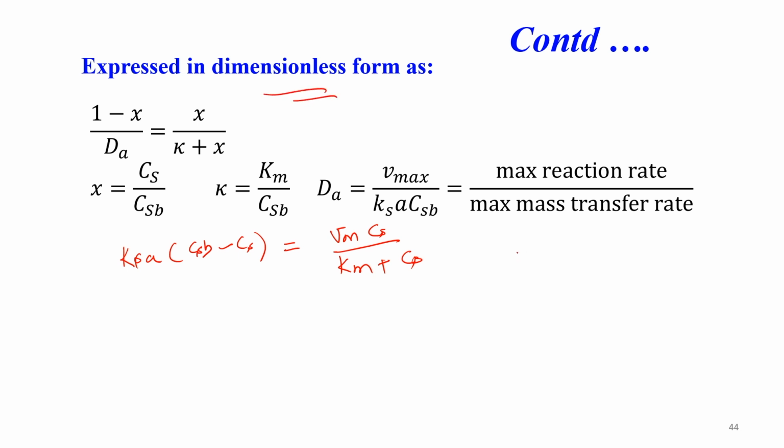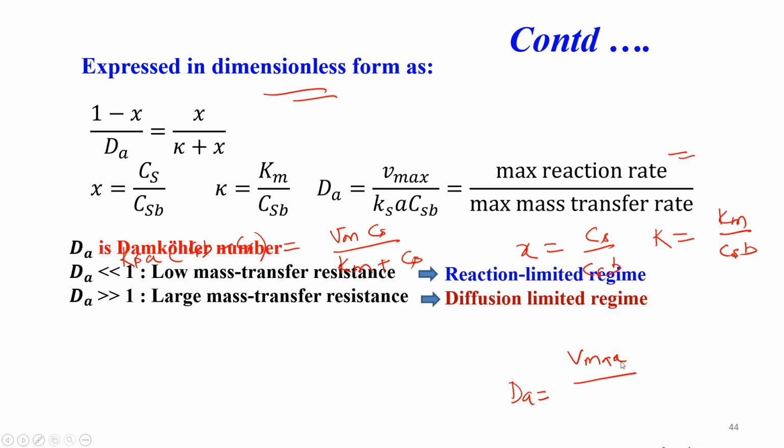So, for this we are going to use certain parameters. We say x as Cs upon Csb, and the term kappa as Km upon Csb, and one more term, Da, that is the Damköhler number. Da is the Damköhler number, which says maximum reaction rate Vmax divided by maximum mass transfer rate.